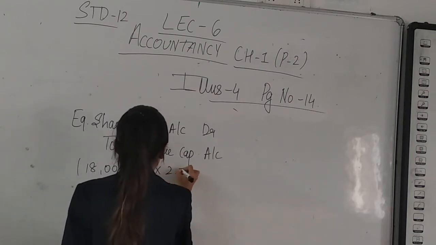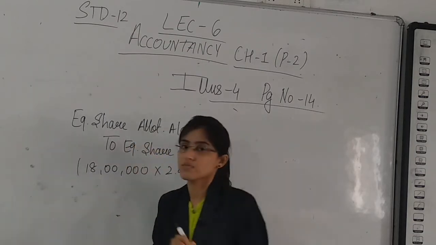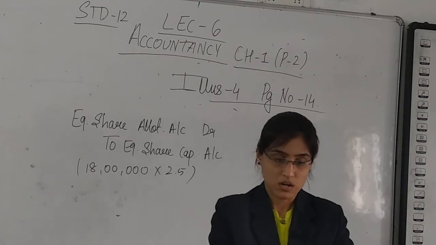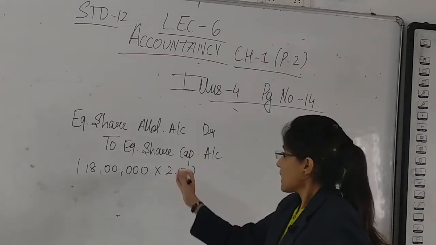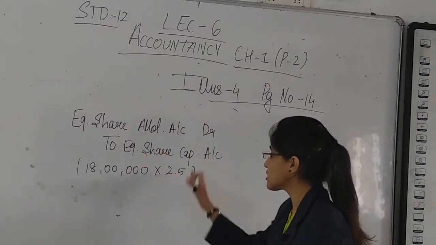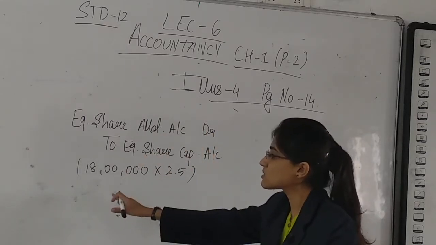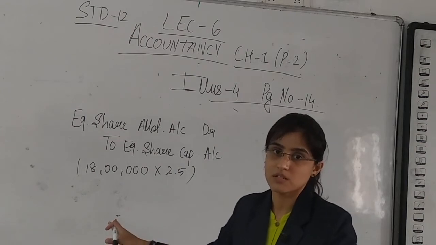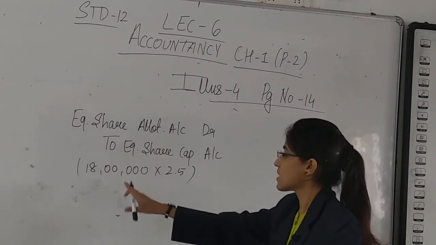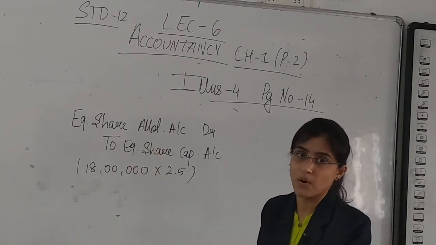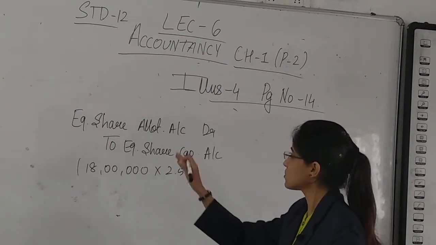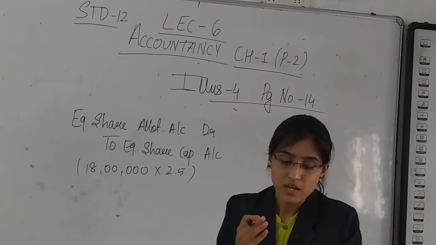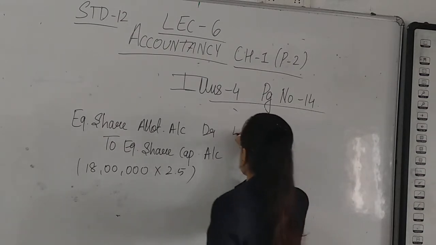Into 2.5. The amount for allotment is 2.5. So 18 lakh into 2.5. This is just a calculation. Here you are supposed to write down narration always. This I am just writing down for your understanding purpose. So 18 lakh into 2.5 gives you 45 lakhs.